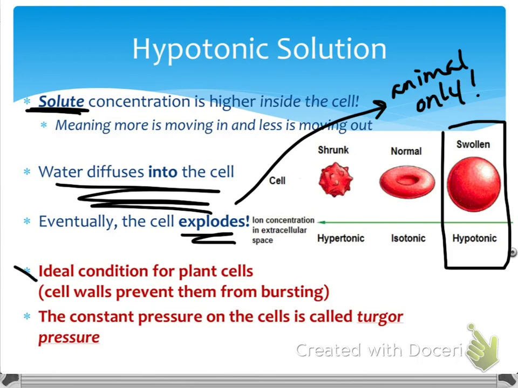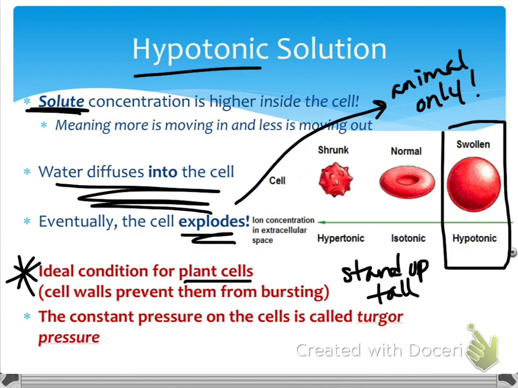Now, down here, important to note, plant cells want to be hypotonic. This allows them to stand up tall. So if you forget to water your plants, their cells are actually becoming isotonic or even hypertonic. So plant cells want to be hypotonic. And this constant pressure on the cell walls, because the cell walls prevent them from bursting, is called turgor pressure. That's a word you will see on your test.